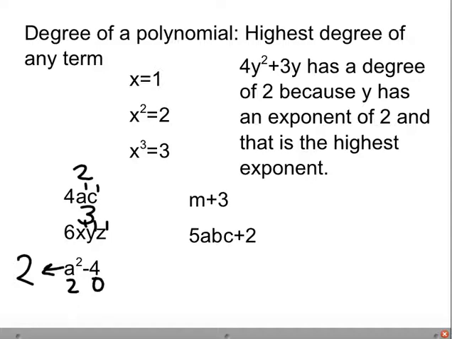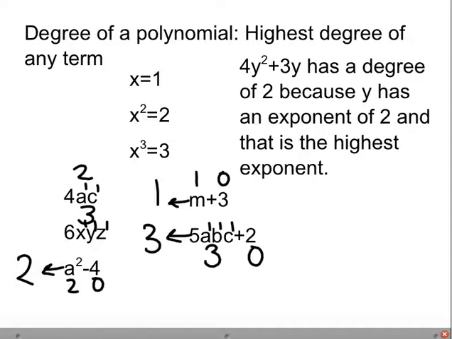M plus 3, well, the m has a degree of 1, and the 3 has a degree of 0. So overall, this has a degree of just 1, because that is the highest degree of any of the monomials. And 5abc plus 2, the a has an exponent of 1, b exponent of 1, c exponent of 1. So overall, this monomial, 5abc, has a degree of 3. And 2, since it doesn't have any variables, once again has a degree of 0. So overall, this has a degree of 3.